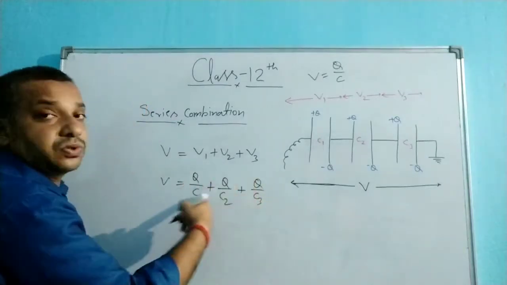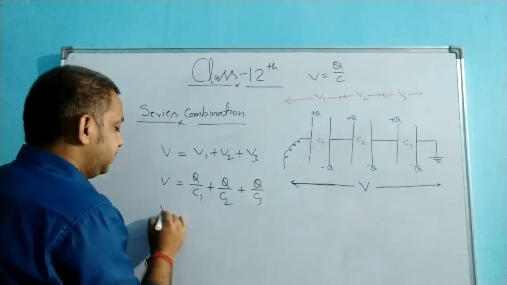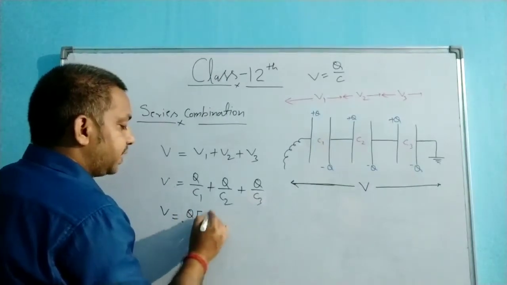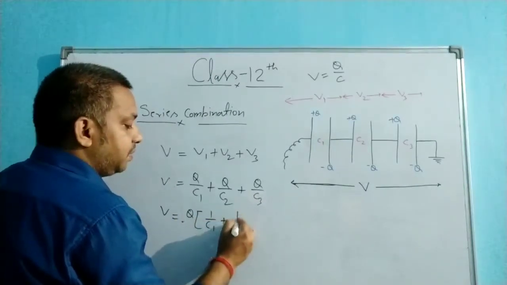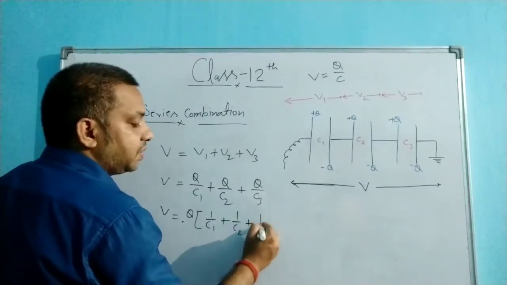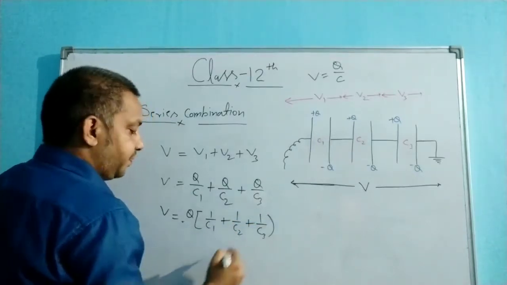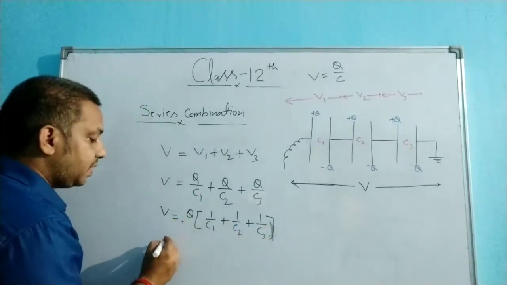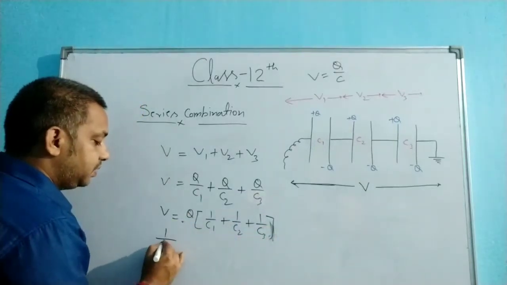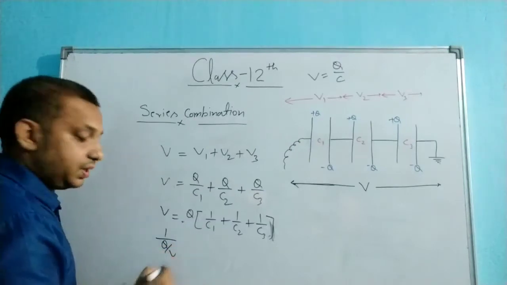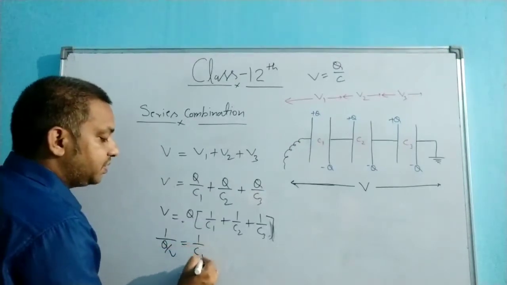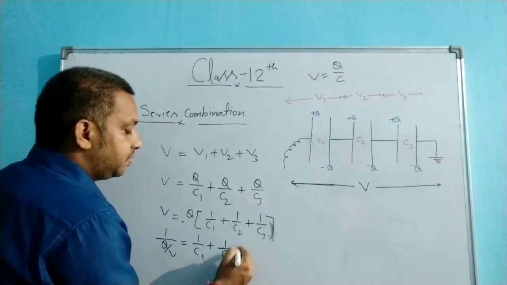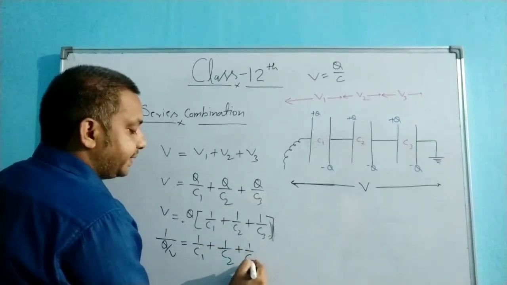You see here Q is common in the numerator, so just take it common. V is equal to Q times the bracket of 1 upon C1 plus 1 upon C2 plus 1 upon C3. Now just divide by Q. I am writing 1 upon Q by V equals 1 upon C1 plus 1 upon C2 plus 1 upon C3.